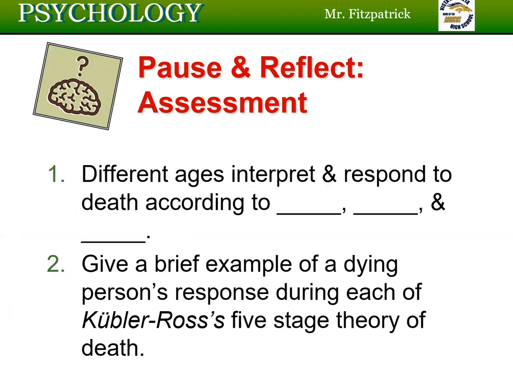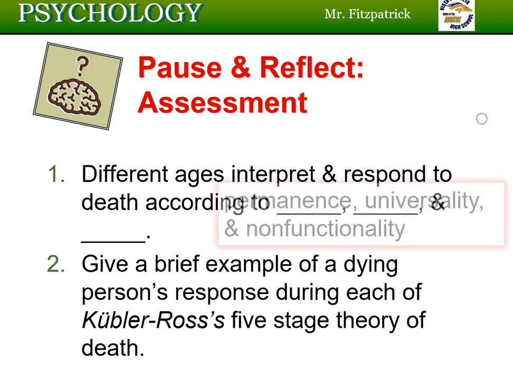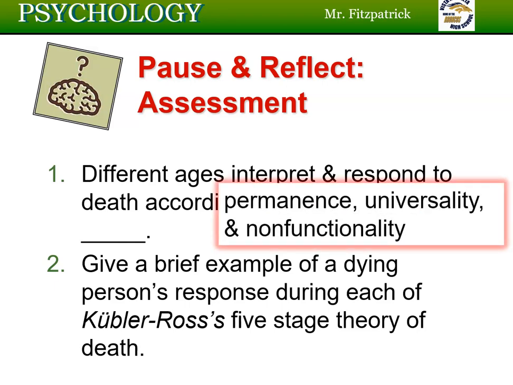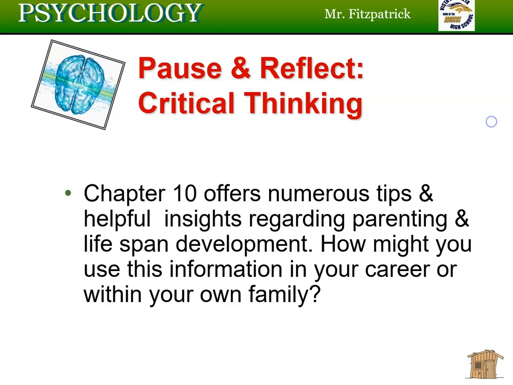So different ages interpret and respond to death according to what three principles? Permanence, universality, and non-functionality. And then if I was giving you a test, I might give you a test on how a person would respond in each of the 5 stages of Kubler-Ross's death and dying.